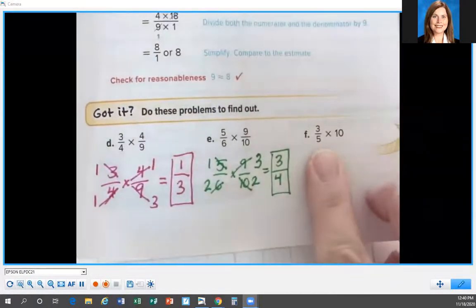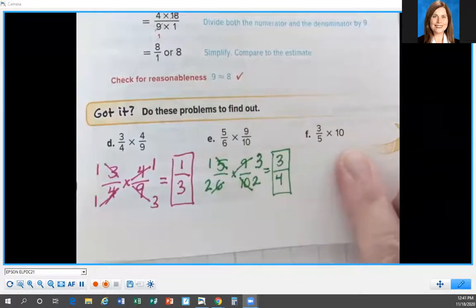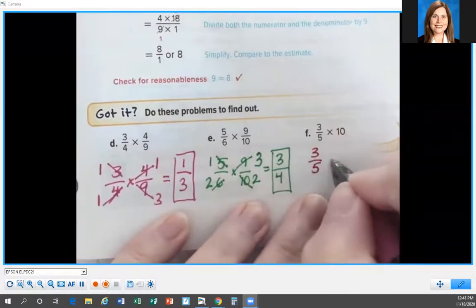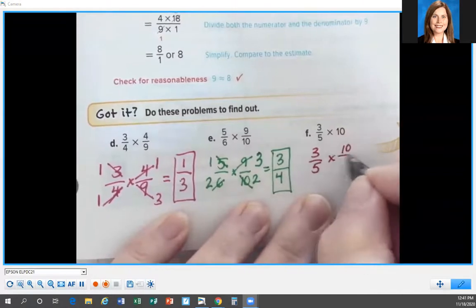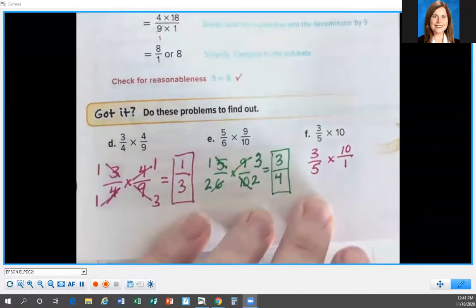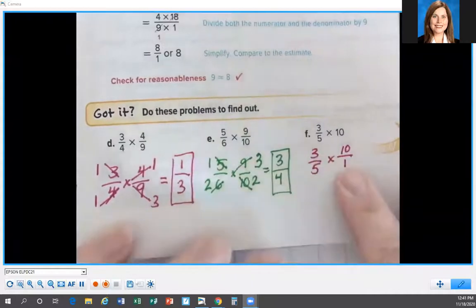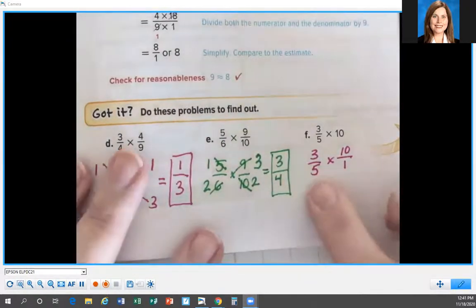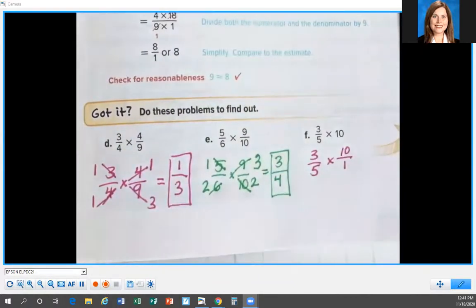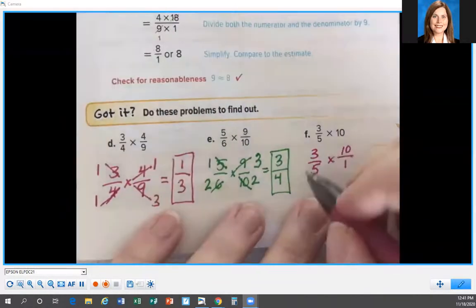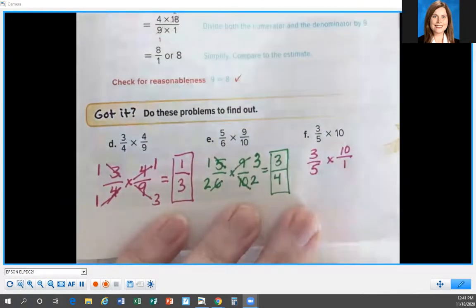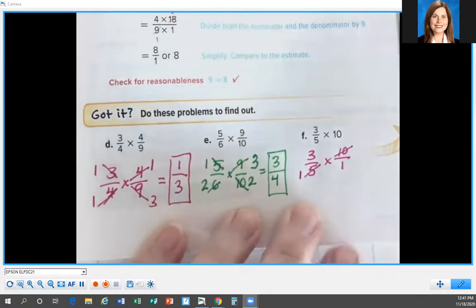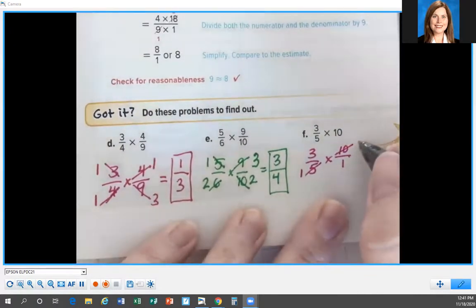Okay, letter F, 3/5 times 10. I'm going to write my 10 as 10 over 1. Okay, 3 and 1 do not have any common factors. 5 and 10 are both divisible by 5. 5 divided by 5 is 1. 10 divided by 5 is 2.